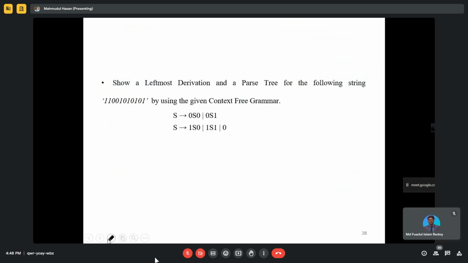Everyone, please practice. Write a leftmost derivation and a parse tree for the following string. You need to generate this string, and this is your grammar. This is our expected generated input string. Okay, everyone? Please try.